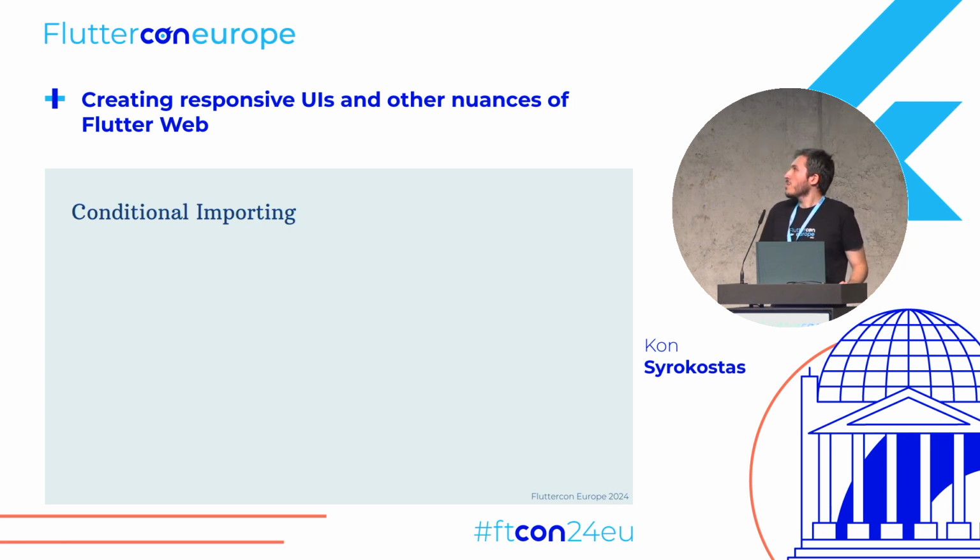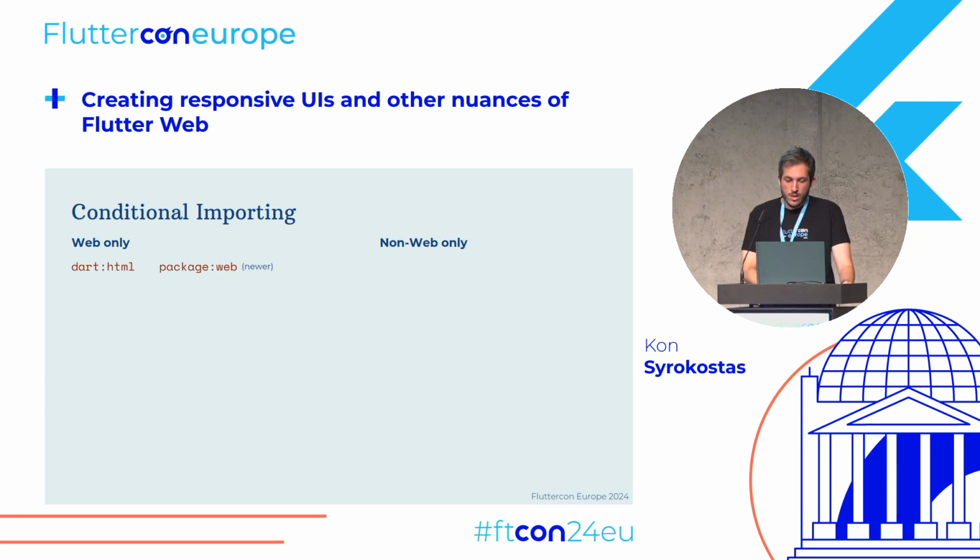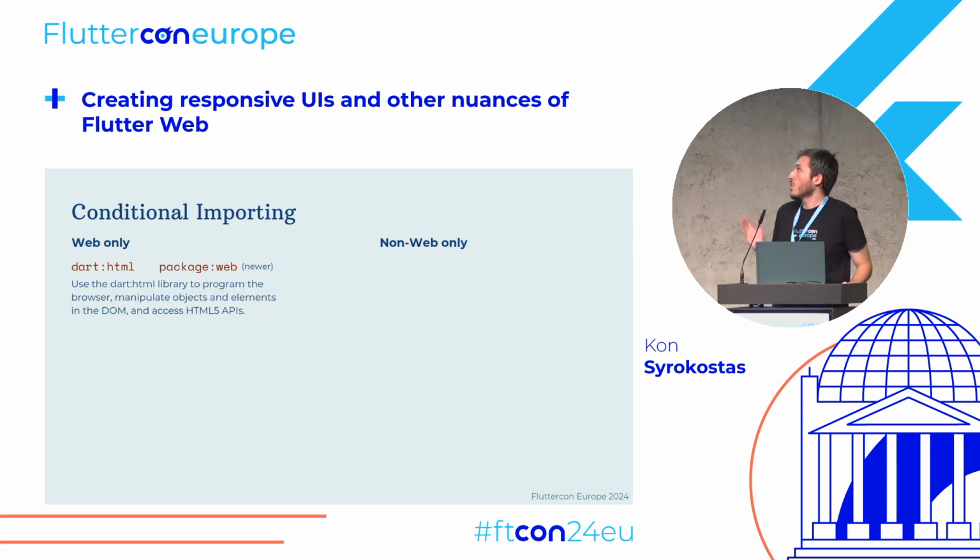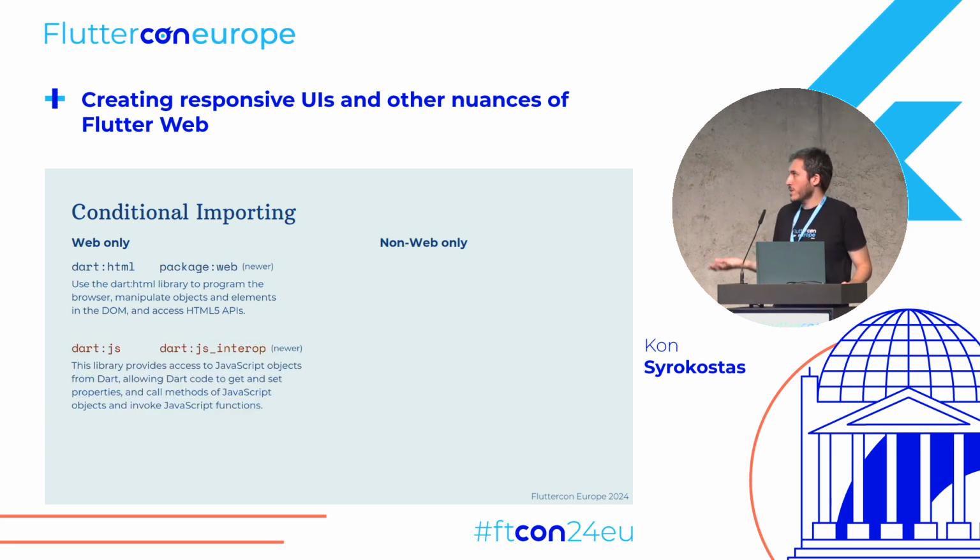The first one, which might be the most obvious, is conditional importing. The thing here is that there are certain packages which work for the web, but not for non-web platforms, and the other way around. The traditional one, like dart:html or the newer package web, is to access HTML5 APIs. There is dart:js and dart:js_interop, which is to work with JavaScript. And there is dart:io, which is to work with files and directories, but doesn't work on the web because the browser is a sandbox.